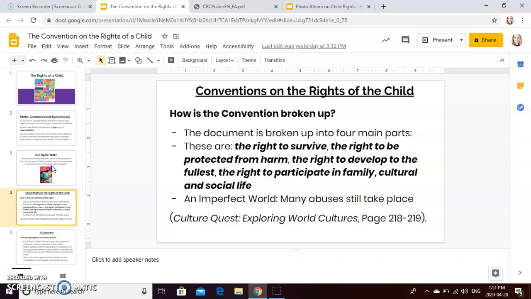I did write, however, that in saying this about the convention, we have to remember that we are living in an imperfect world, and that even though this convention does exist, many abuses do still take place around the world. And there are, I think, about 3 countries who have not signed on to this convention. One of them being the United States, which I found was very, very surprising. So just keep that in mind as you look through the convention.